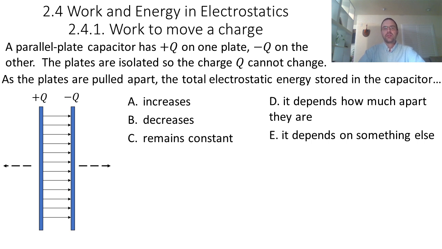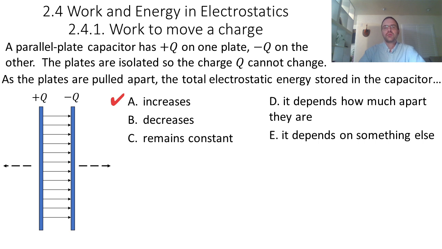Okay, if you answered A, then you are correct. The energy increases, and there are many ways to get the correct answer. For example, you know that plus Q and minus Q attract each other, so to pull them apart, you need to do some positive work. Right? Where does the energy that you are doing go? It goes into electrostatic energy, so the electrostatic energy increases.